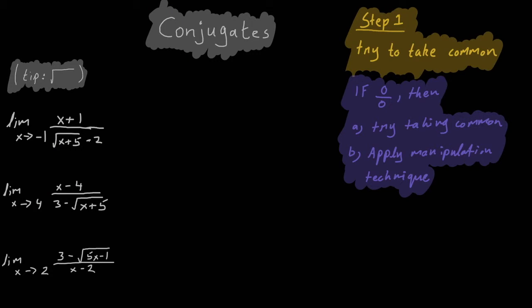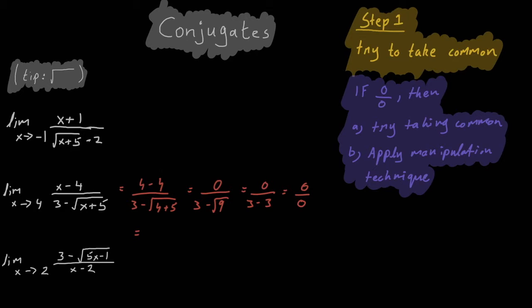Question number 2. We'll simply substitute: 4 minus 4 divided by 3 minus under root 4 plus 5, which is 0 divided by 3 minus under root 9, which is 0 divided by 3 minus 3, and it is 0 divided by 0. So step 2, we'll try taking something common, and we can see we cannot take anything common from either the numerator or the denominator.